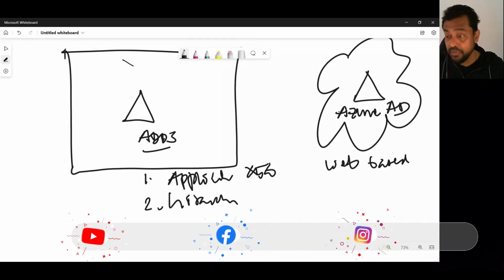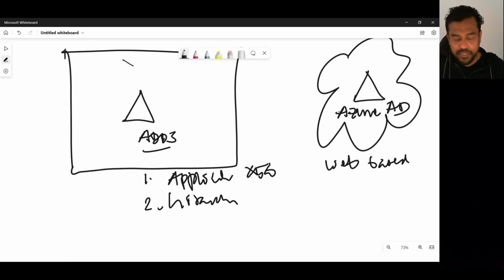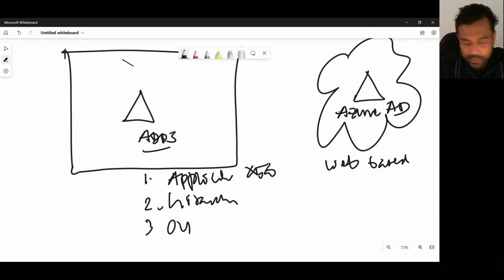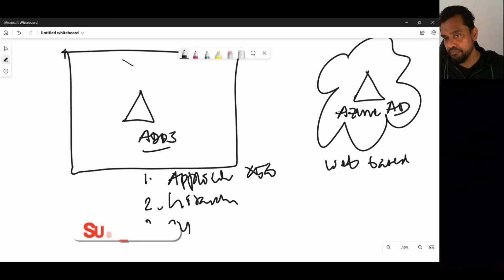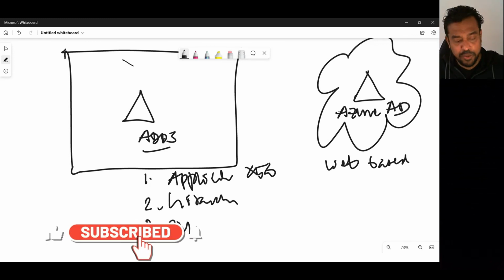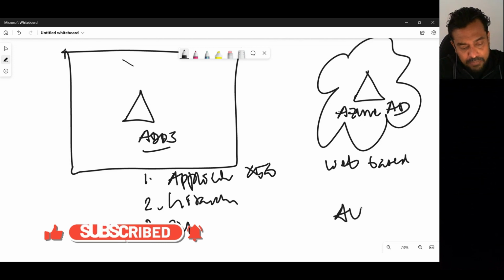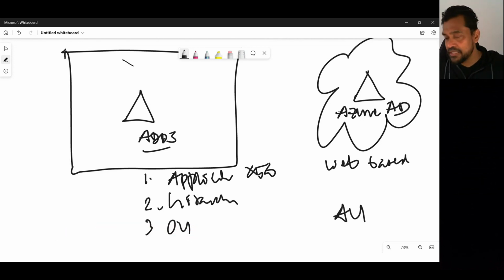Whatever users you create, the users will have the same level in the hierarchy. In Active Directory Domain Services, we have organizational units used to provide more specific permissions, for example to apply group policies. But Azure Active Directory has no organizational units. We have something called administrative units, AUs, but these two are quite different.